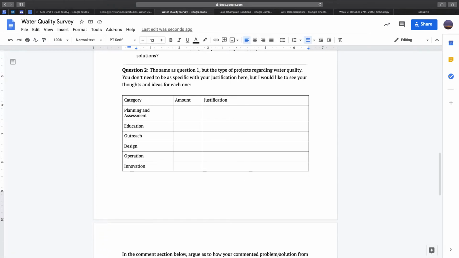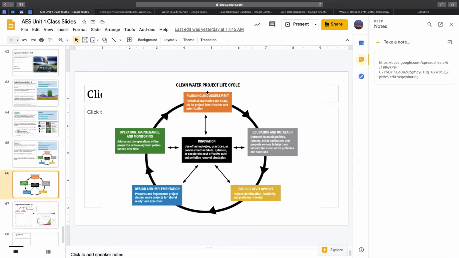The second question really looks at this life cycle of clean water projects in terms of innovation leading to planning, sort of thinking about where we are going to implement projects, education, how do we outreach to different types of people and organizations to help them understand the problems and solutions, the development in terms of thinking about where we place projects and what they're meant to do, designing and implementing them to be actually feasible and actually solving the problem, and then the operation and monitoring. We build the projects, we create the projects, and we make sure that they're working.